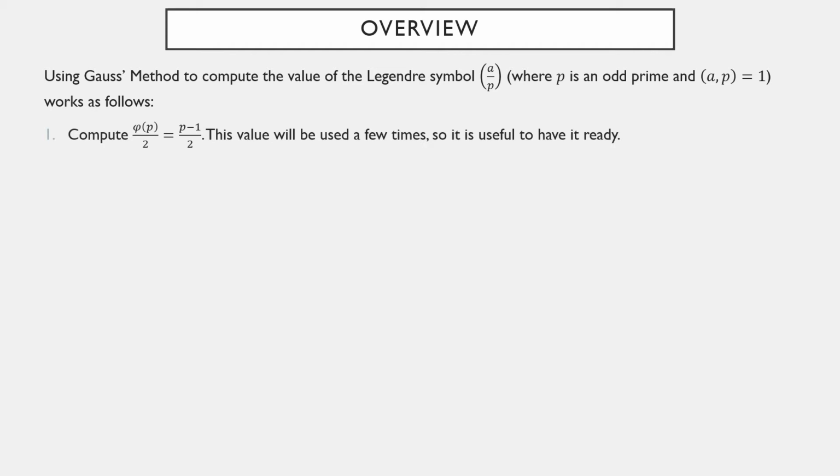First, compute phi of p over 2. P is a prime, so phi of p is just p minus 1. P minus 1 over 2 is a value that pops up a few times, so it's nice to just have it written down somewhere.